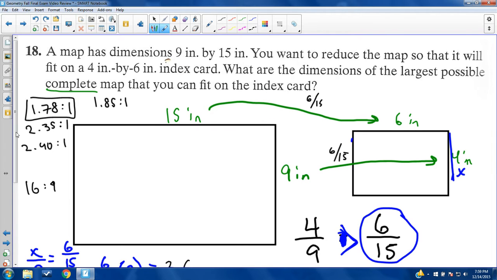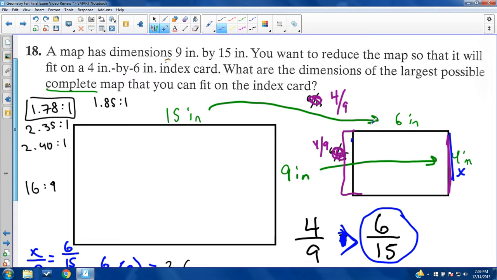Now, what would have happened if I did 4/9? I think that's the bigger question here. Why couldn't I have done the other one? Well, because here I would have taken 4/9 of 9. That would have given me 4, so it would have been this tall. What's 4/9 of 15? The problem is it's more than 6. 4/9 of 15 is 6.66666, whatever. There's another 2/3 of an inch sticking out right here. That won't fit on the card.